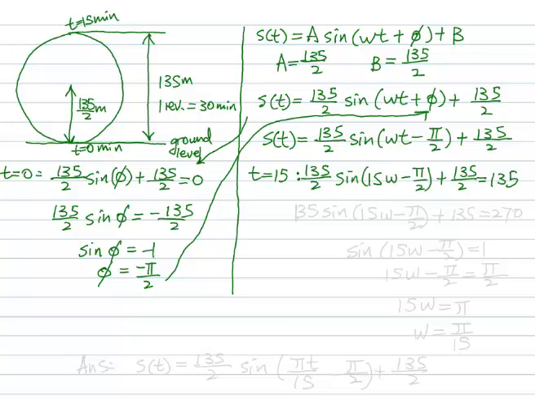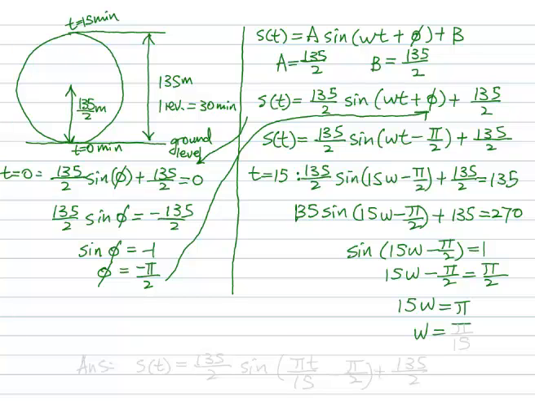We multiply both sides of the equation by 2 to get 135 sine of 15 omega minus pi halves plus 135 equals 270. Now we know that 135 plus 135 is 270. Then we have sine of 15 omega minus pi halves equals 1. 15 omega minus pi halves must equal pi halves. 15 omega equals pi and omega equals pi over 15.